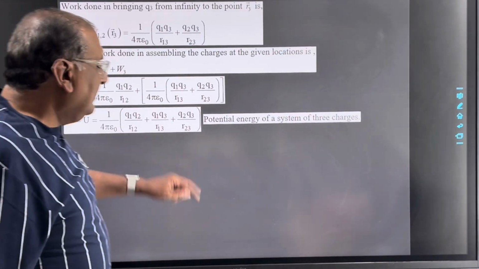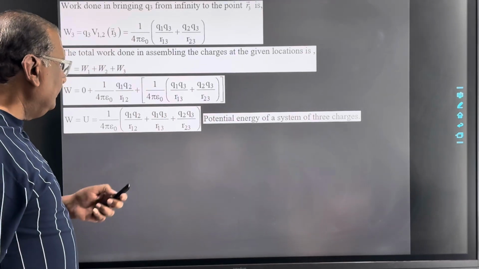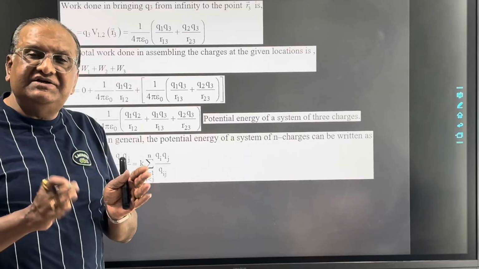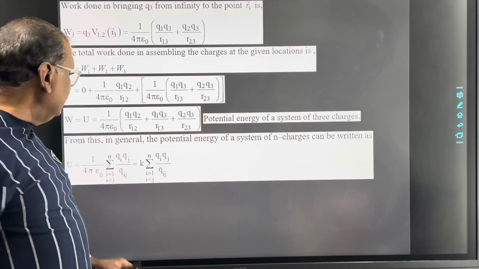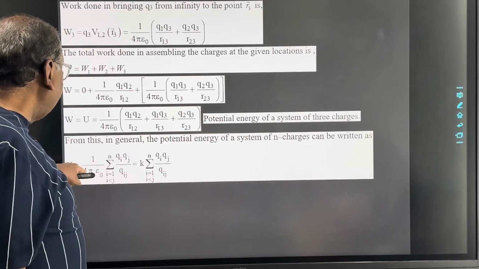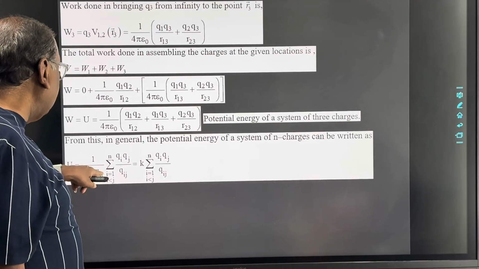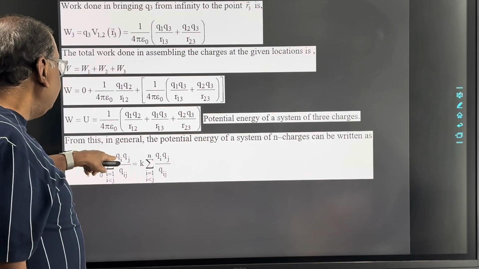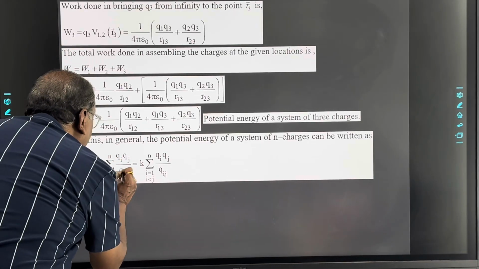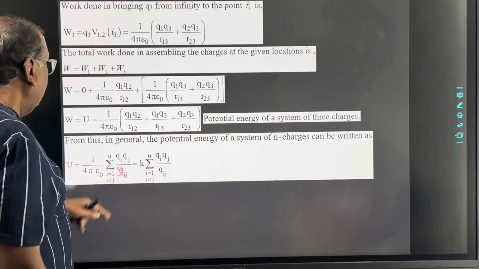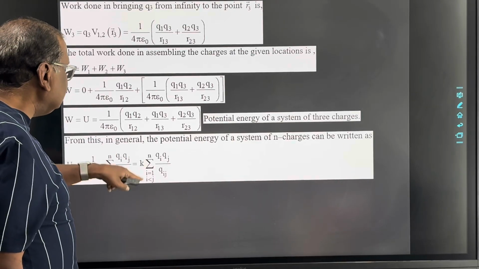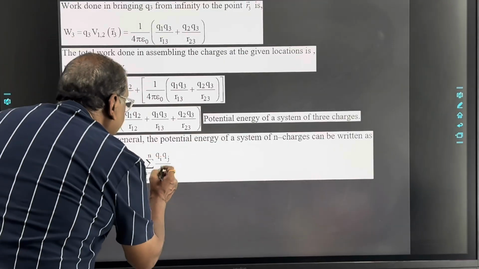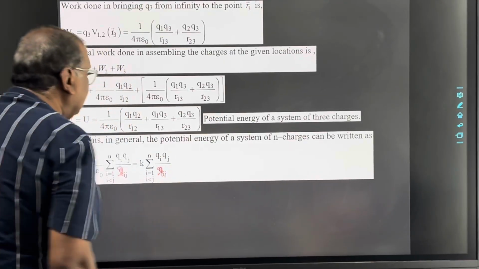So here now in general for a system of n charges we can write the equation for the potential energy of a system of n charges as U equal to 1 upon 4 pi epsilon 0 sigma i equal to 1, i less than j, up to n, qi qj upon rij, or we can write that as equal to k sigma i equal to 1, i less than j, up to n, qi qj upon rij.